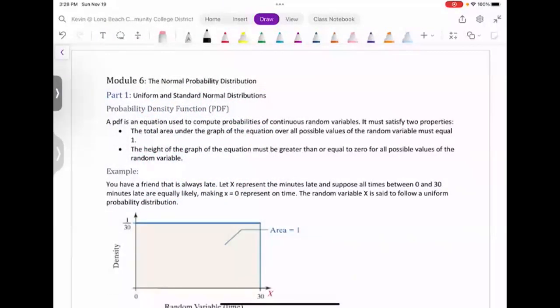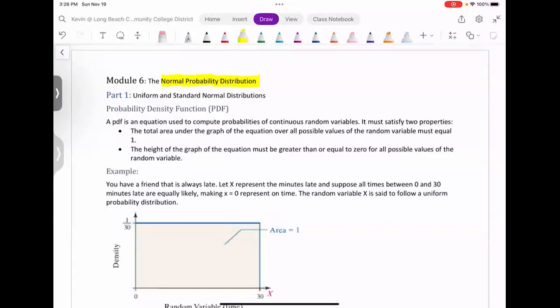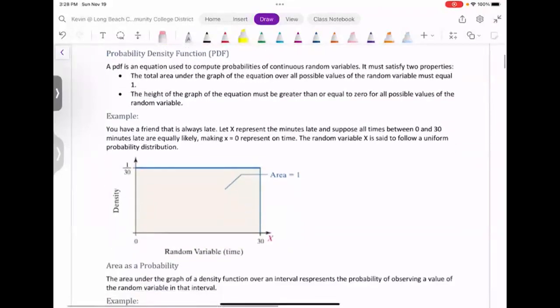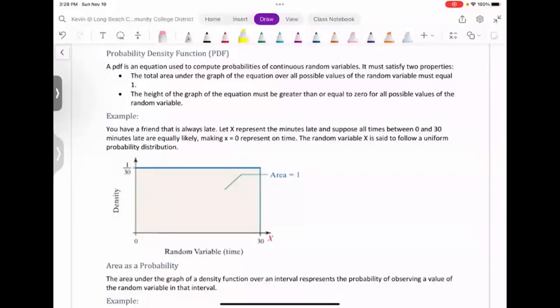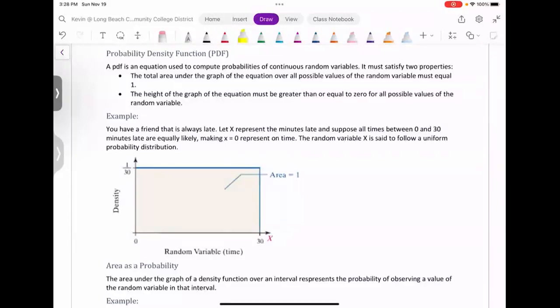So we are going to be talking about, as I mentioned, a normal probability distribution. And we're going to start with a uniform probability distribution, which is a little boring, but it kind of gets the point across. So a probability density function, PDF, by the way, that PDF has nothing to do with PDF files or anything like that, different PDF. A PDF is an equation used to compute the probabilities of continuous random variables.